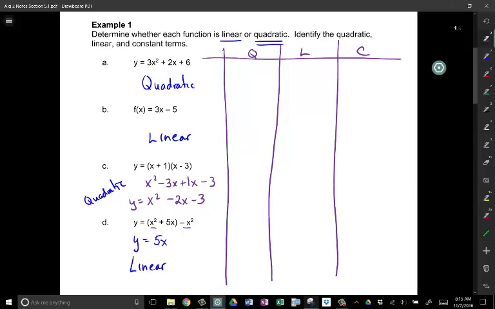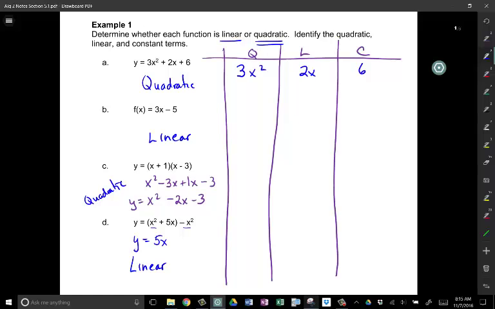All right, our first one, our A. What is the quadratic term? Okay, that's the coefficient, so 3x squared, right? The linear term, 2x, and the constant, 6. If they're asking you for the term, you've got to do 3x squared. If they're just asking you, Madeline, for the coefficient, then 3.